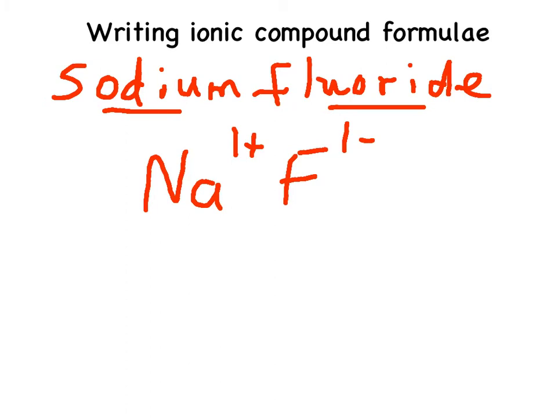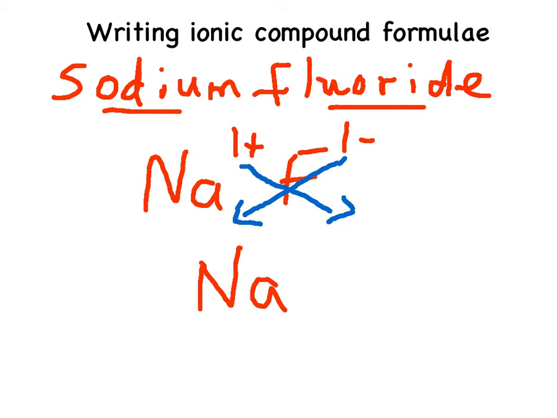The next step is what we call crisscrossing. So what that means is we're going to take the number from the charges, and those crisscross each other down, and they become the subscripts in the formula. So in this case, the 1 and the 1 come down. However, there's a rule with formula writing. If there's a 1 crisscrossing down, do not write it into the formula. It's understood that if there's no subscript, then it means there's 1 atom. So the 1s come down, we don't write them in.